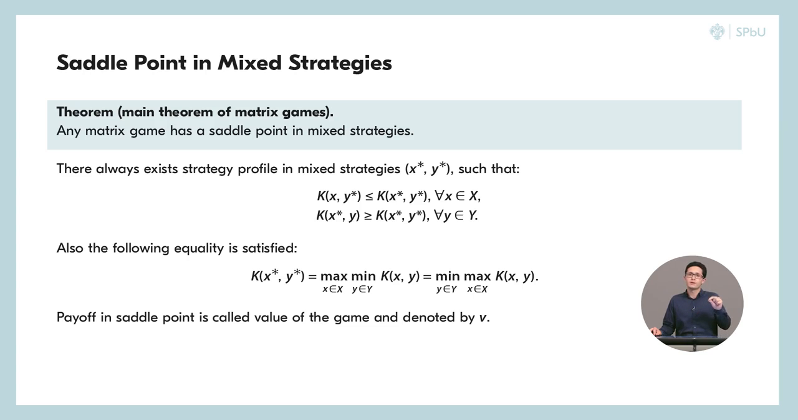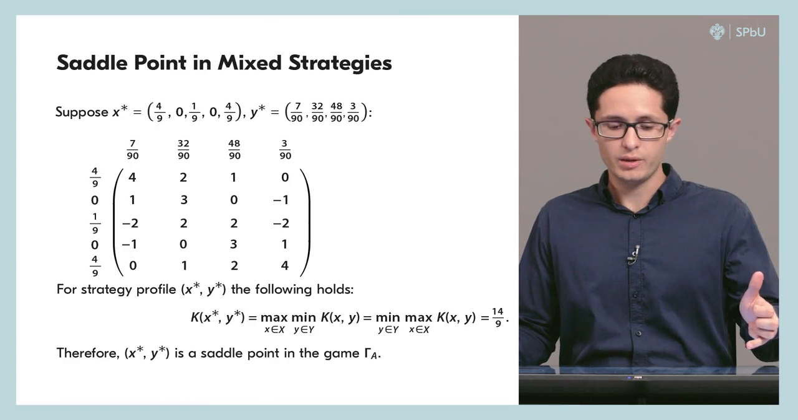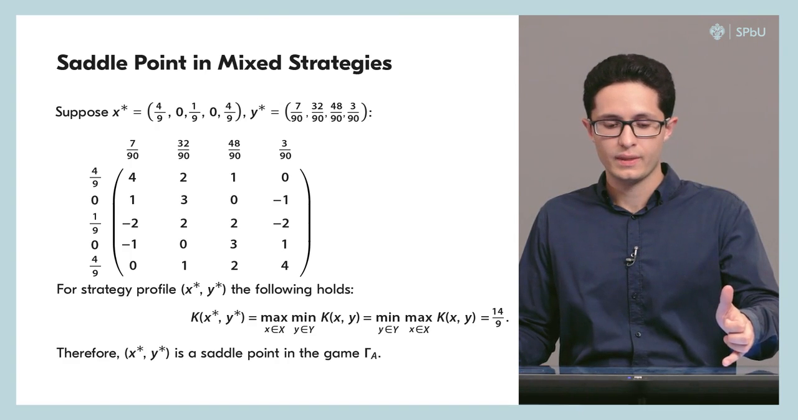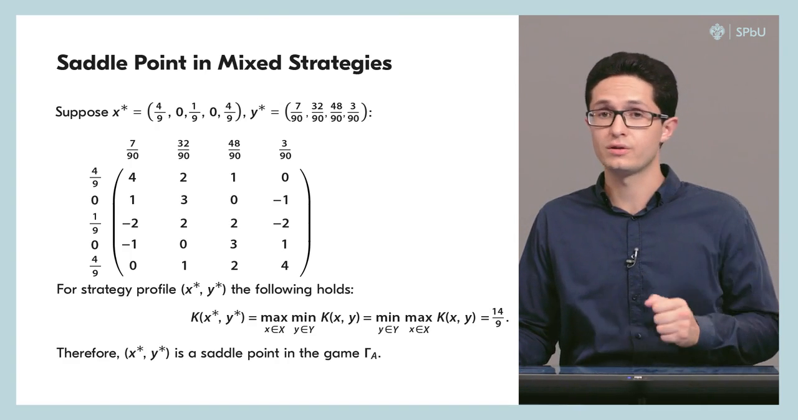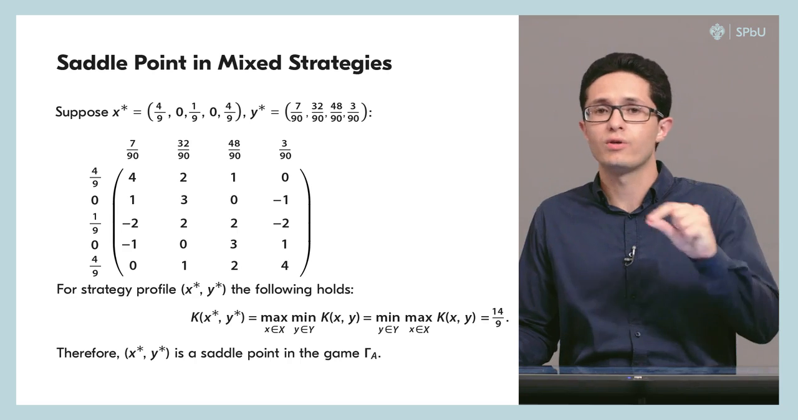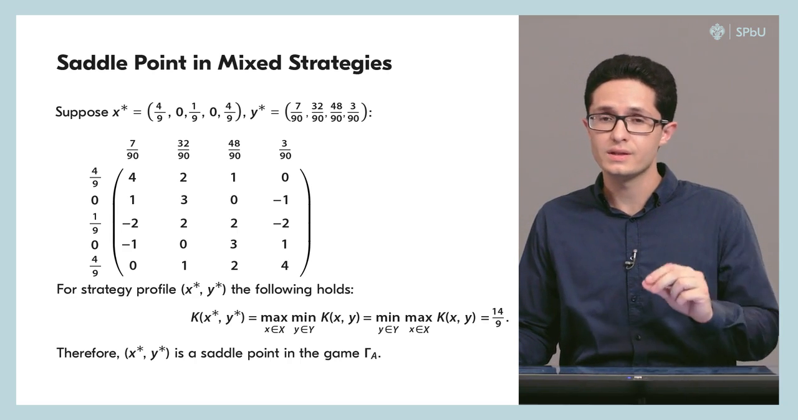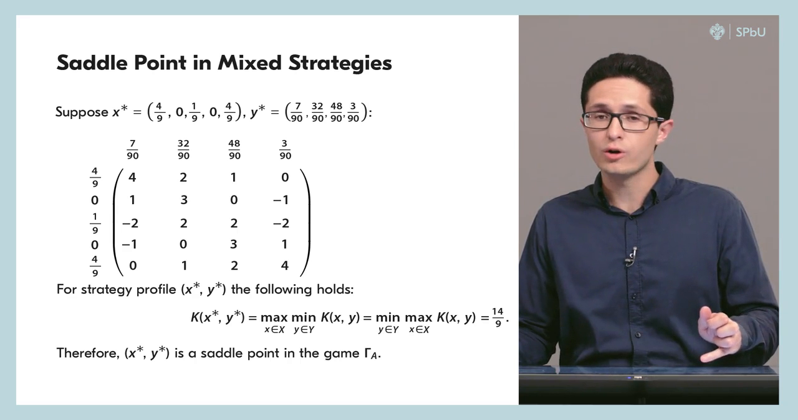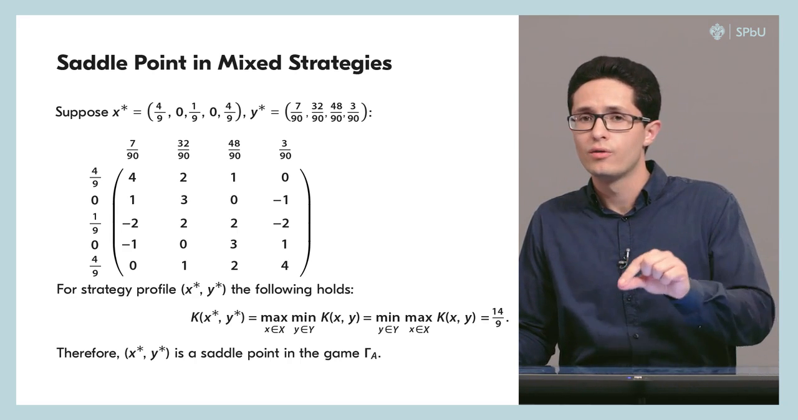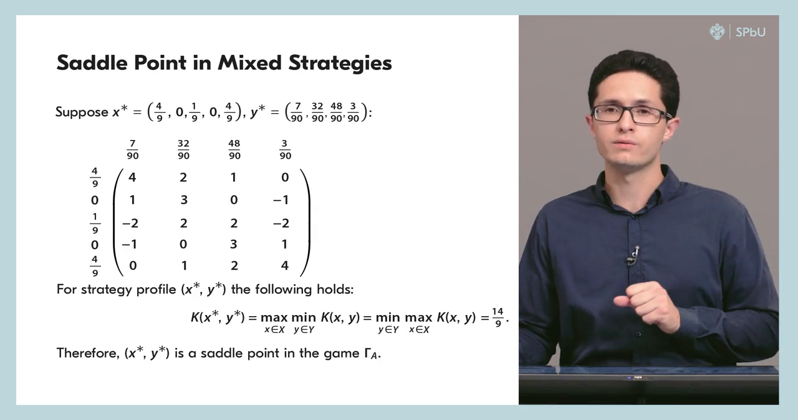It means that the lower value of the game is equal to the upper value of the game for a saddle point in mixed strategies. The corresponding payoff we will denote as V and call the value of the game. For a Colonel Blotto game, a saddle point is calculated in the way it is presented on the slide. For now, we do not say how we calculated that, but this is the saddle point, and the value of the game, or the payoff of the first player in the saddle point, is equal to 14 divided by 9.